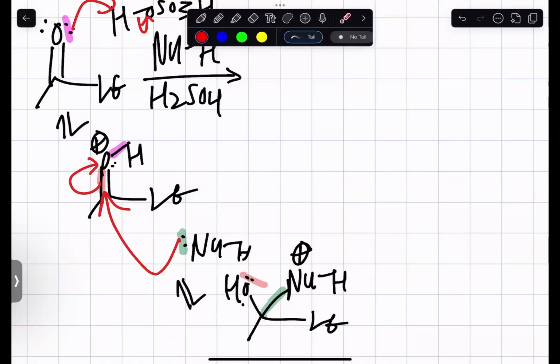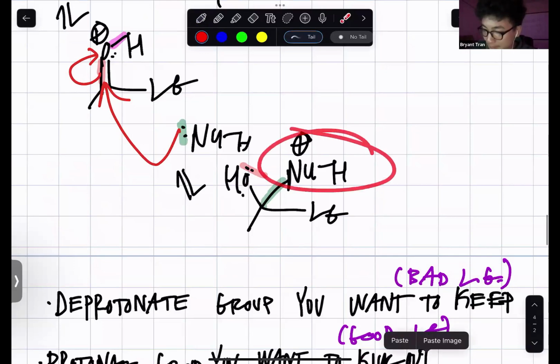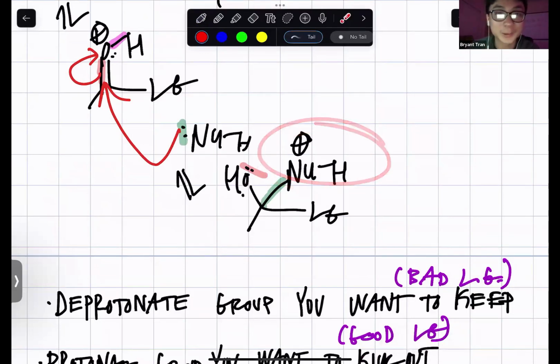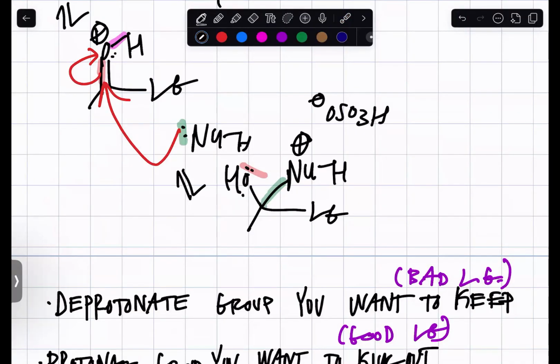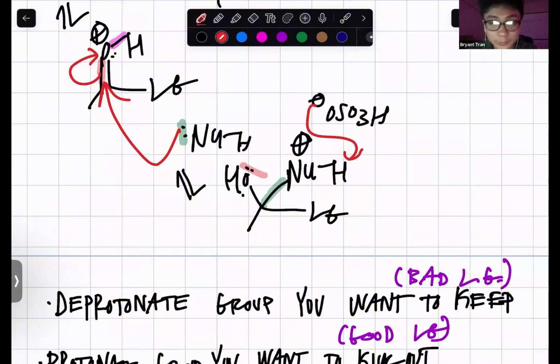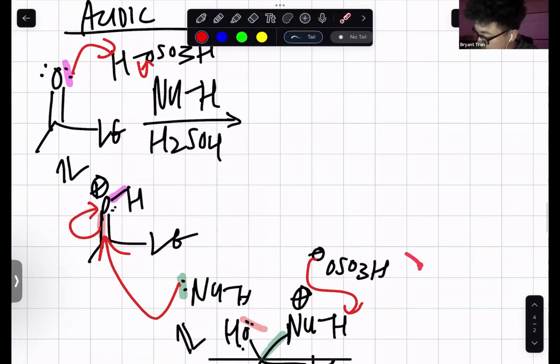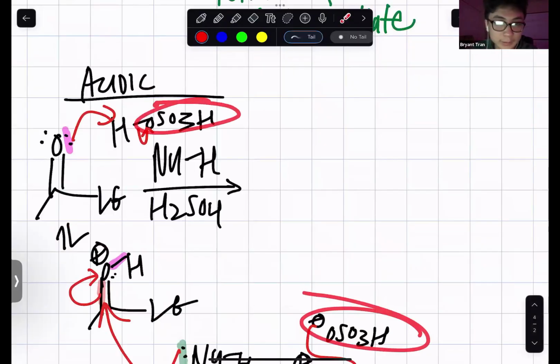To get something new, we're going to have to make this into a bad leaving group, and to make this into a bad leaving group, we have to make it neutral, and to make it neutral, we're going to deprotonate it using the H2SO4 minus that we created in the first step. This H2SO4 minus here will come from the first step of the mechanism, right?